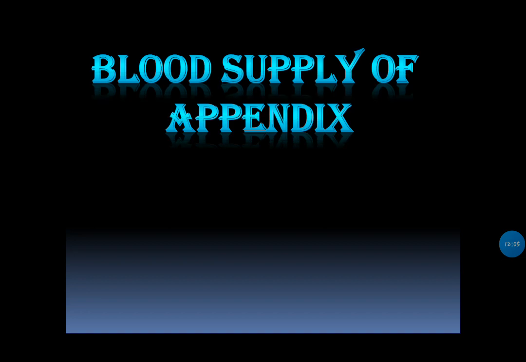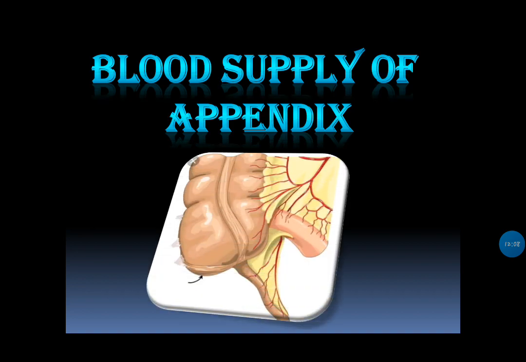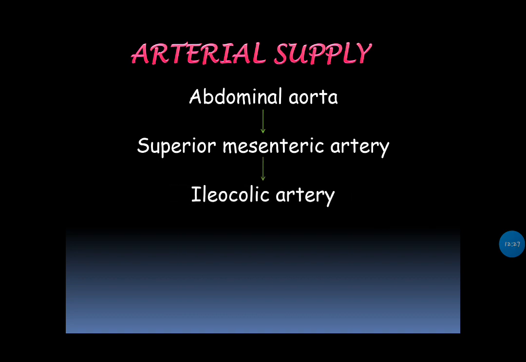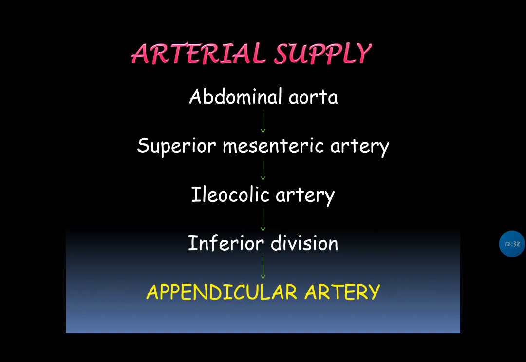So the next one is the blood supply of appendix. First is the arterial supply. The abdominal aorta is the main artery in the body, and from here we have the superior mesenteric artery, which is a branch of abdominal aorta. Next, this branch gives the ileocolic artery. Then from the ileocolic artery we have superior division and inferior division, and from the inferior division we have our appendicular artery. So this appendicular artery supplies the appendix.